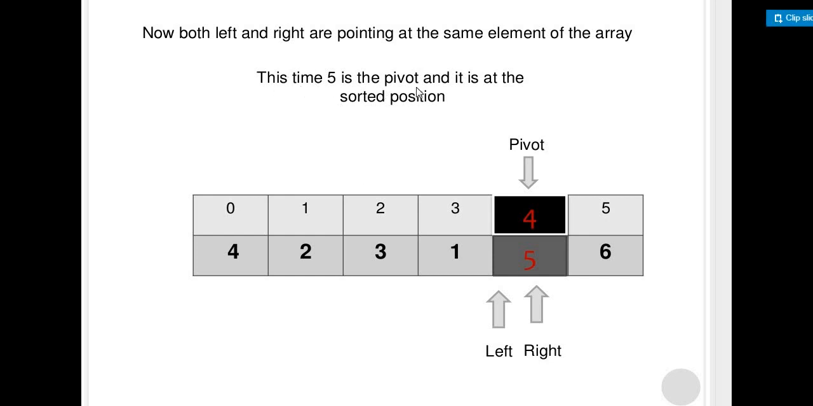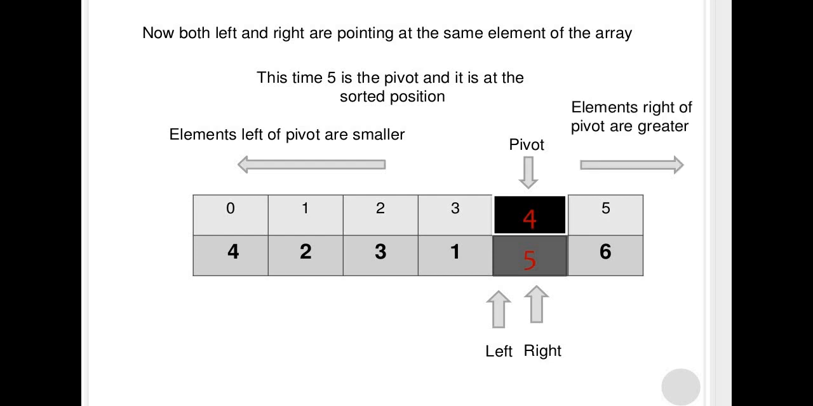So this time 5 is the pivot and it is at the sorted position, right? So you can see that 4, 2, 3, 1, these are the numbers which are smaller, and this 6 is the number which is greater than this pivot element. So you have to stop at this particular position. Now you have to check all the numbers which are smaller in size on the left side and all the numbers which are greater in size on the right side. So the pivot has divided the array into two sub-arrays.